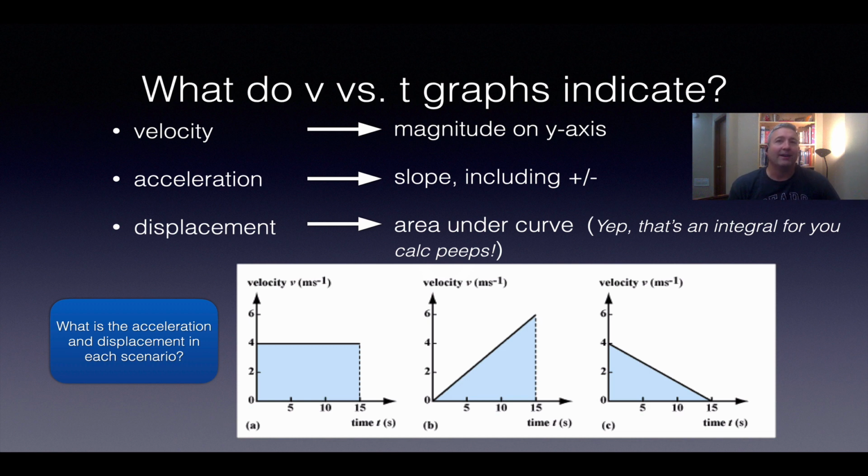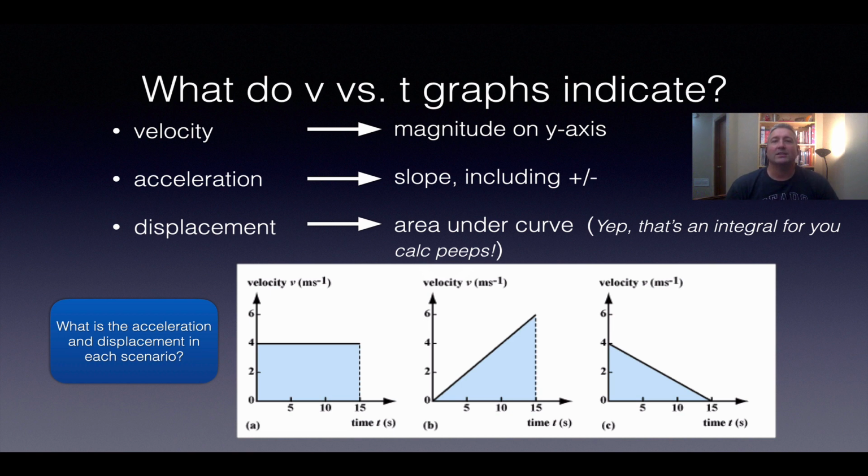What we don't have on this graph is where the object is that's being graphed. The velocity versus time graph doesn't tell us where it is. We can tell how far away it's gone and in what direction, but we don't know where it started. So that's something that we lose in this type of graph. So we would need a position versus time graph for that information.